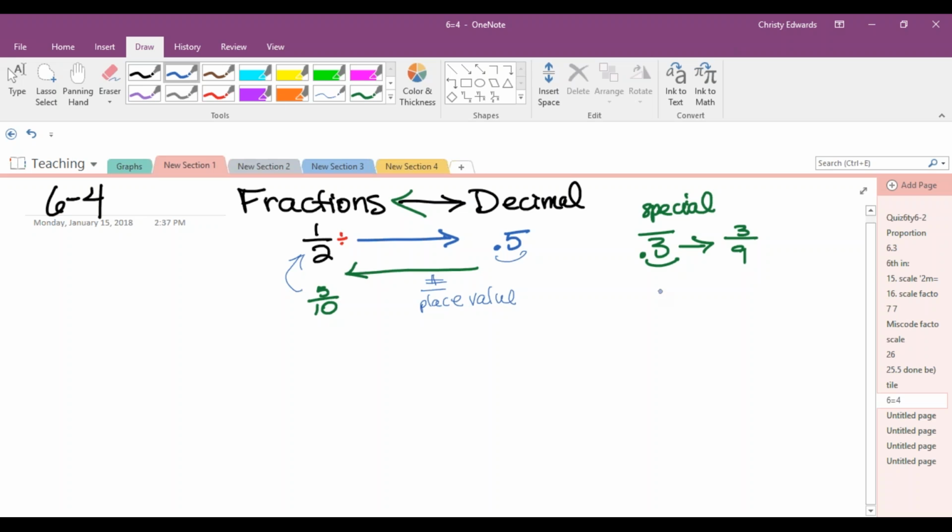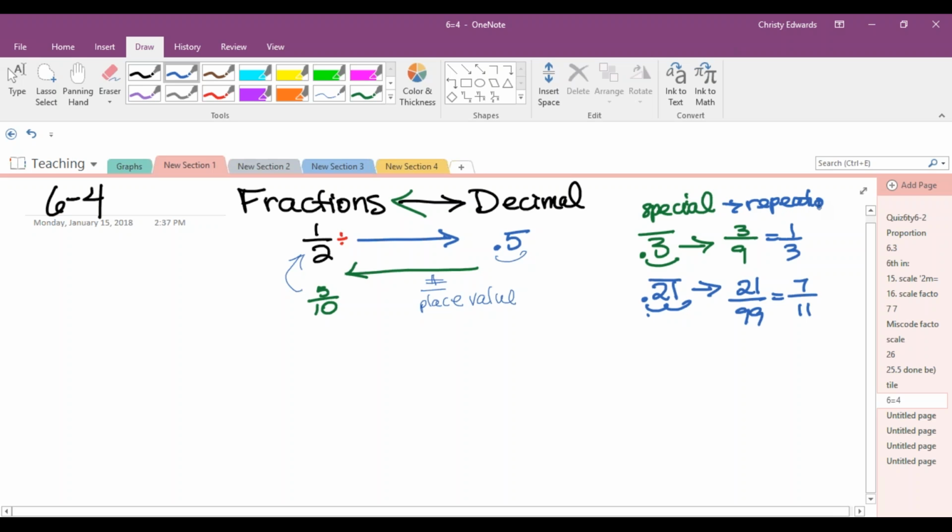What would you put 0.21 repeating over? 99. Exactly, since it's repeating, you use nines as many as there are place values of the repeating number. 21 over 99, which reduces, right? 7 over 33. Remember that? That's how to handle repeating decimals going to fractions.